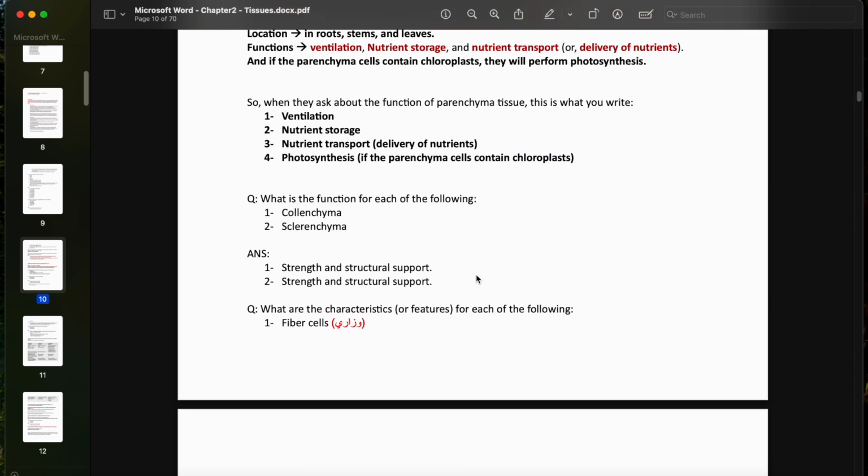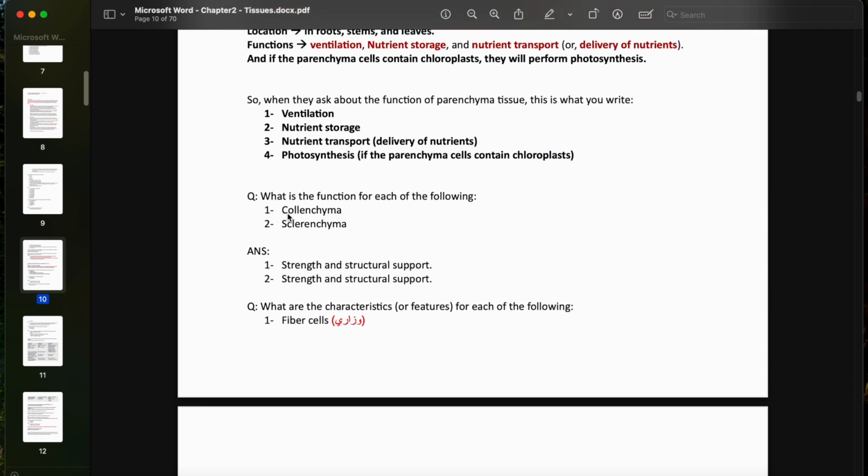Question: what is the function for each of the following? Collenchyma, the function is strength and structural support. Sclerenchyma, same function, strength and structural support.